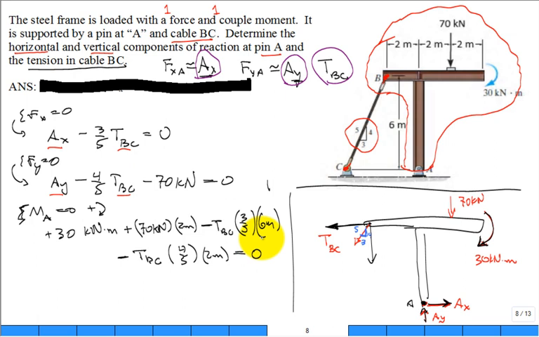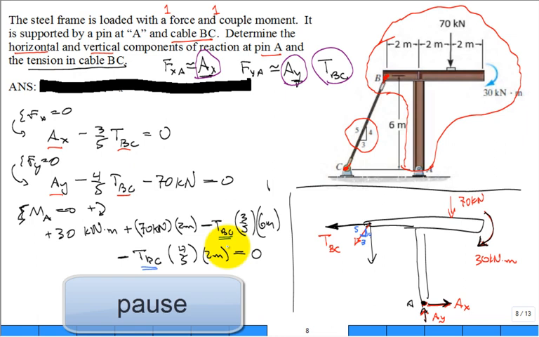Now at this point, we do have 3 equations with 3 unknowns, and we can solve them. And with some experience solving these equations, because we picked point A for the sum of the moments, 2 of the unknowns aren't in that moment equation. There's only 1 unknown, and it's only tension in B to C. So what I'm going to do is I'm going to pause. I'm going to let you solve for the tension B to C. And after I get a few of those, I'm going to move on.